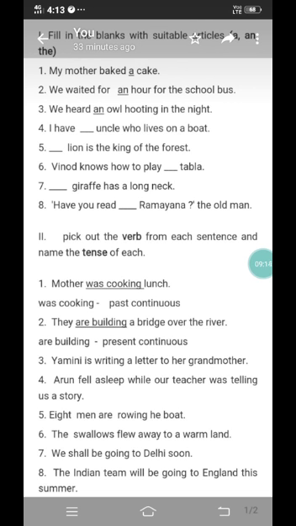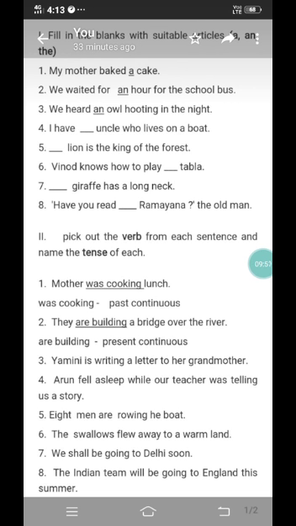Sixth one. The swallows flew away to a warm land. So what is the action? You need to find out. I'm not going to say here. Next. We shall be going to Delhi soon. So what is an action word here? Try to identify. Shall be going. So when we use this shall, will for future tenses, right? So shall be going. Try to write the correct tense form for this verb.